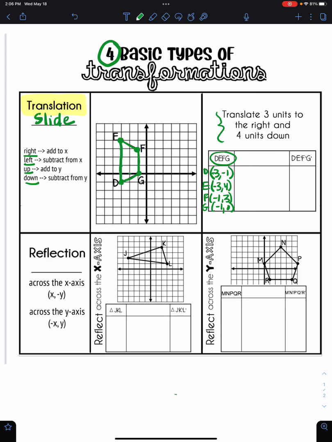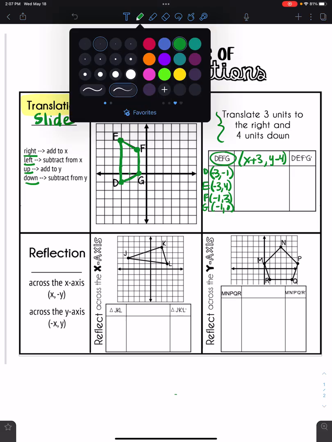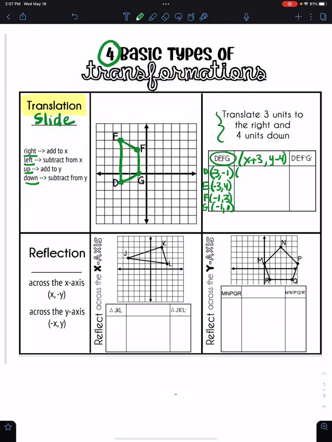Because we're going to be going 3 units to the right, we're going to take our x term and add 3. And because we're going down 4 units, we're going to take our y term and subtract 4. So we're going to the right 3 and down 4. So we're going to add 3 to our x's and take 4 away from our y's. So that means that we're going to have -3 plus 3, and we'll have -1 minus 4. So our new point is going to be 0, -5.